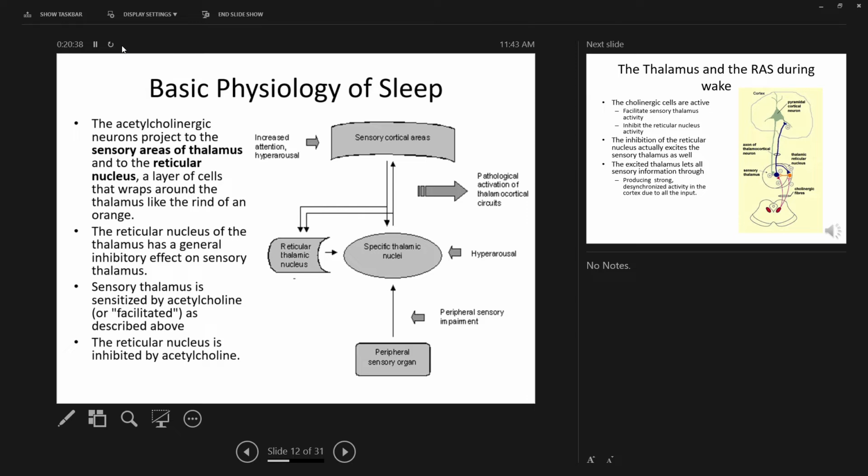The sensory thalamus is sensitized by acetylcholine, or facilitated, if you will, as described previously. The reticular nucleus is inhibited by acetylcholine. So you can see how acetylcholine plays a role in inhibiting or activating either the reticular thalamic nucleus or the thalamus in order to allow sleep or wake to occur.